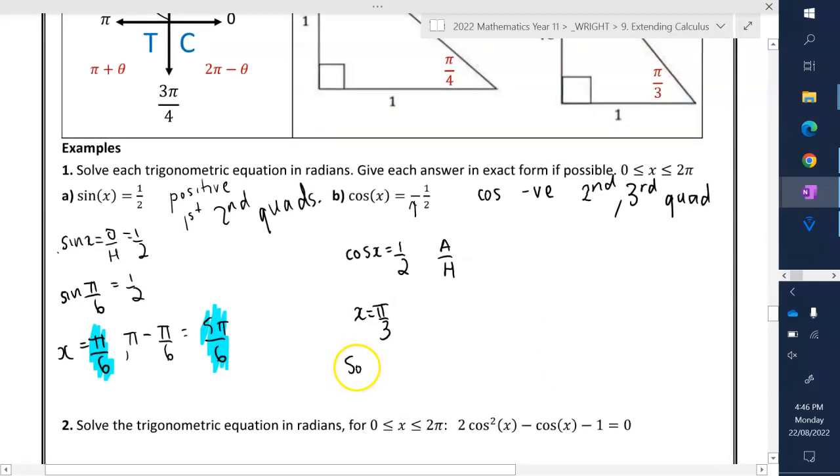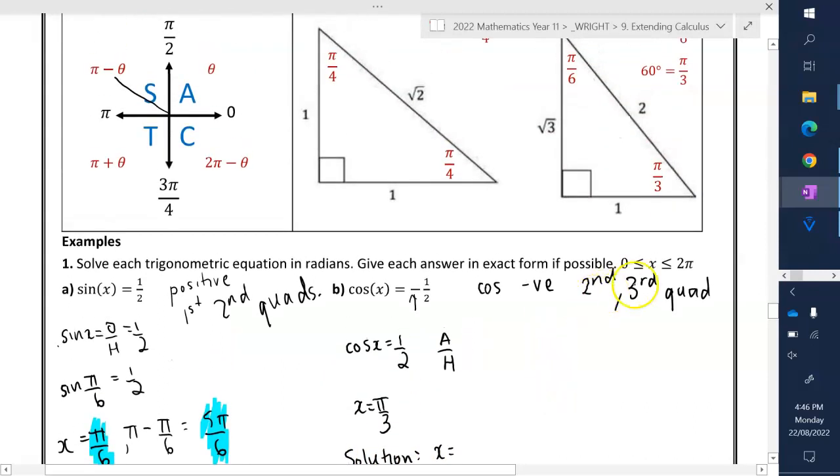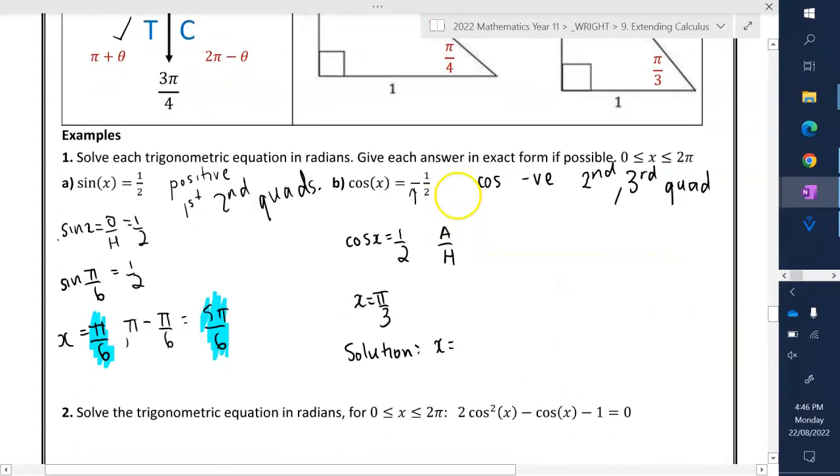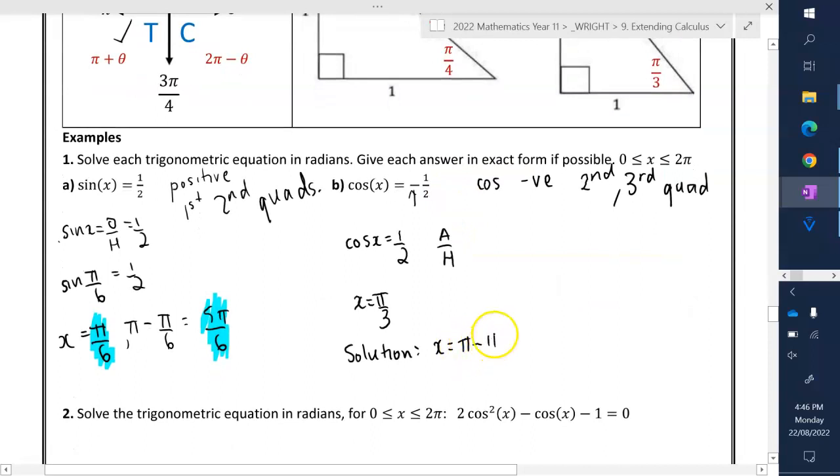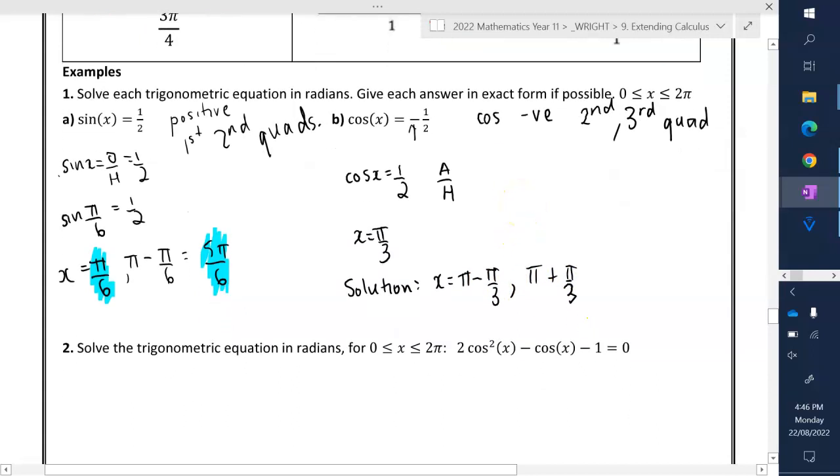So our solution is going to be x is going to be equal to, because remember we're in the second and third quadrant, which is over here and over here. We want this one and this one. Pi minus our theta. So we're going to have pi minus pi over 3. And then we're going to have pi plus pi over 3. Okay, now let's simplify those down. If we pop them both over 3, we're going to be 2 pi over 3 as one answer. And this one, we're going to have 4 pi over 3.